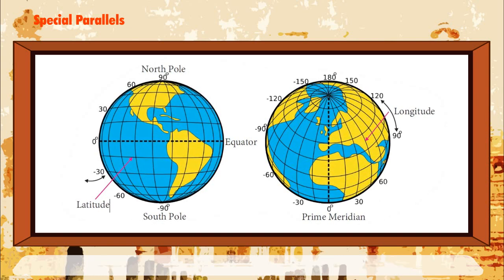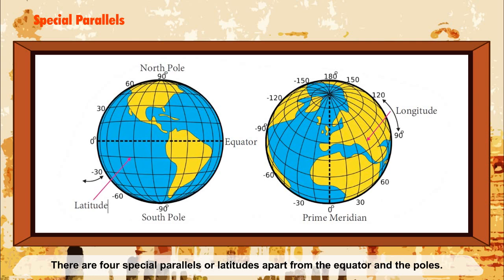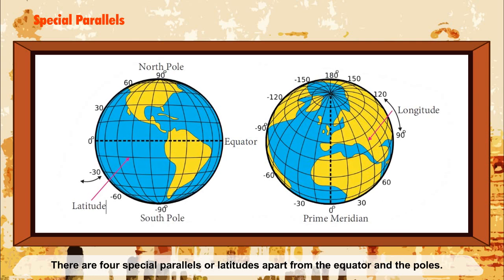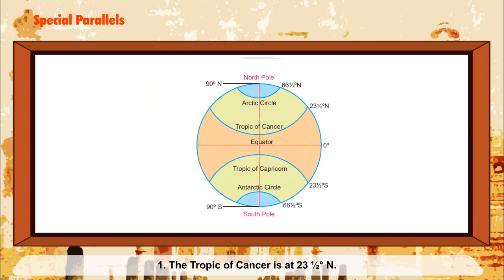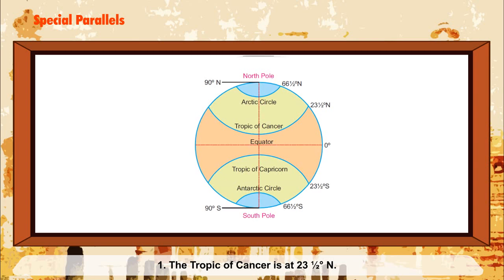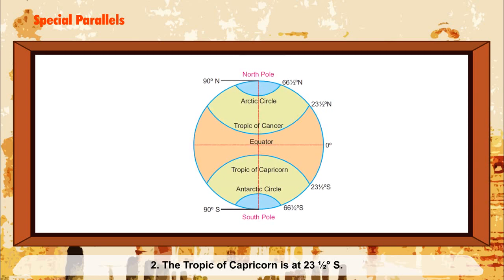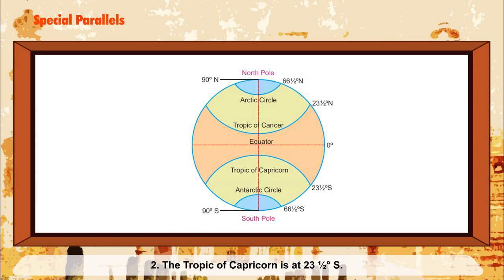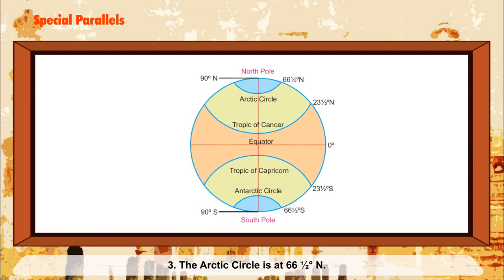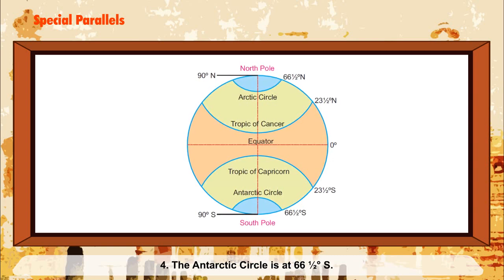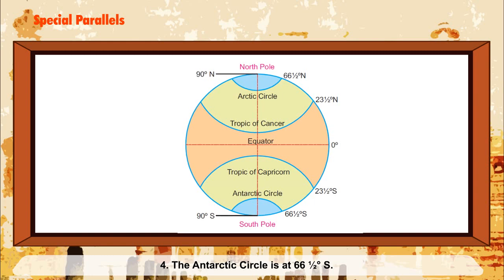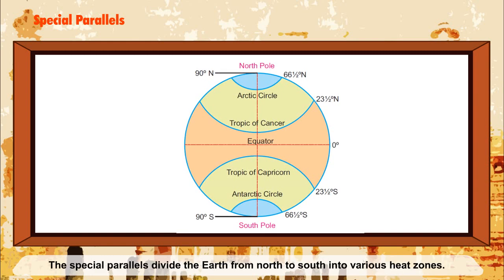Special parallels. There are 4 special parallels or latitudes apart from the equator and the poles. They are as follows. 1. The Tropic of Cancer is at 23½ degrees N. 2. The Tropic of Capricorn is at 23½ degrees S. 3. The Arctic Circle is at 66½ degrees N. 4. The Antarctic Circle is at 66½ degrees S. The special parallels divide the Earth from north to south into various heat zones.